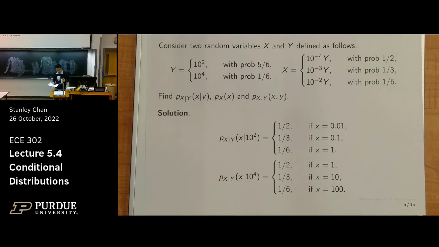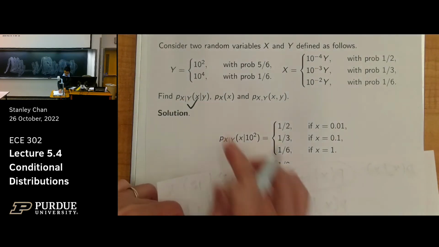Now I'm not done yet. I still need to find the marginal distribution. How do I find the marginal distribution? Well, to find the marginal distribution, I probably need to find the joint distribution first. So let's talk about the joint. I'm done with this, and I need to find these two.